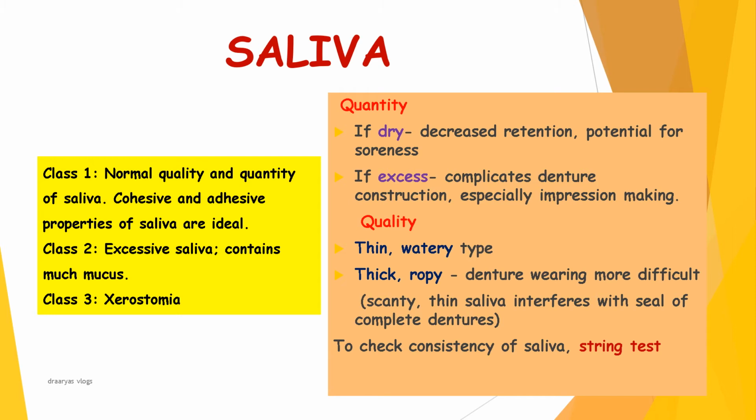In quality, saliva can be thin or watery type and thick ropy type. In thick ropy saliva, denture wearing is more difficult. To check the consistency of saliva, we can use the string test.